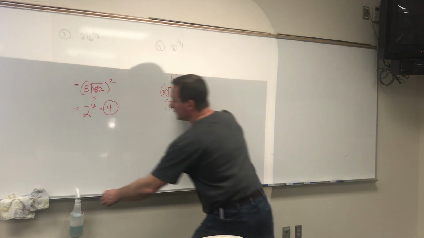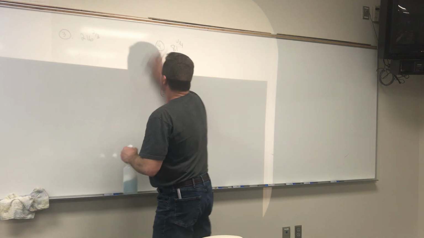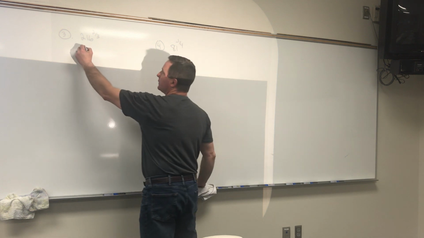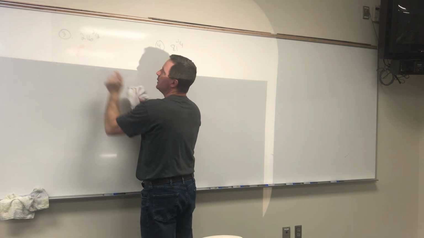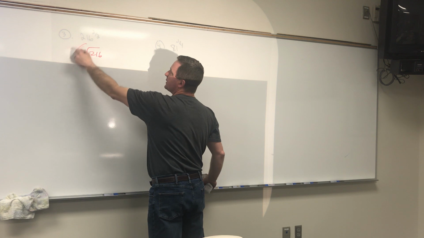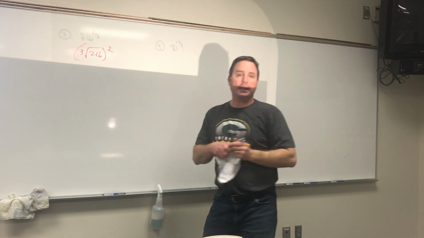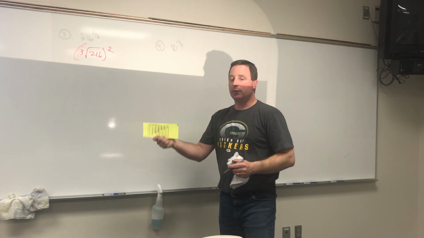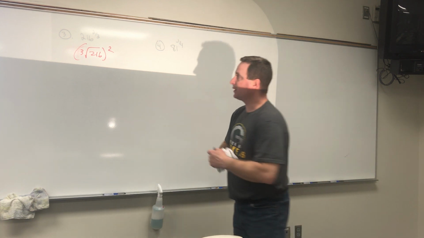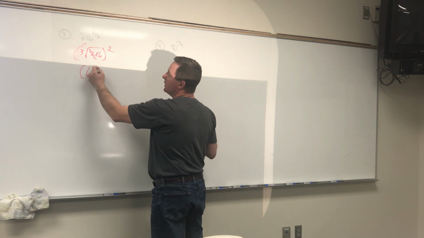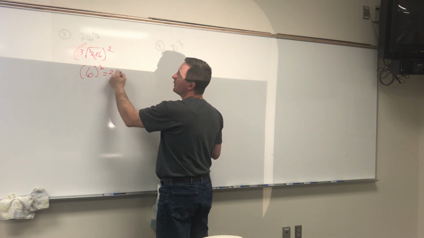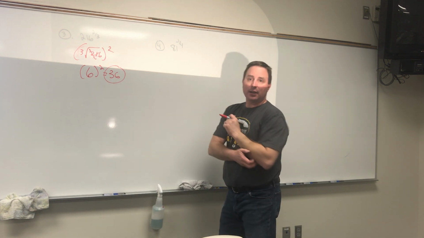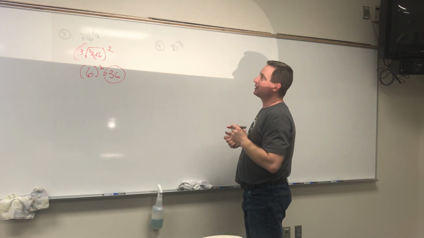Let's try numbers 3 and 4. Number 3 says the cube root of 216 squared. Well, again, I go to my yellow sheet, and I go to my cubes and down to 216, and over to the left it's 6 again. The cube root of 216 is 6, and 6 squared is 36. And being able to do this with the yellow sheet or the half a piece of paper is going to be helpful here in just a few minutes.